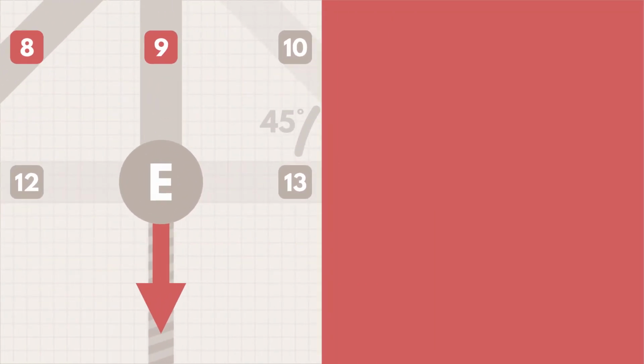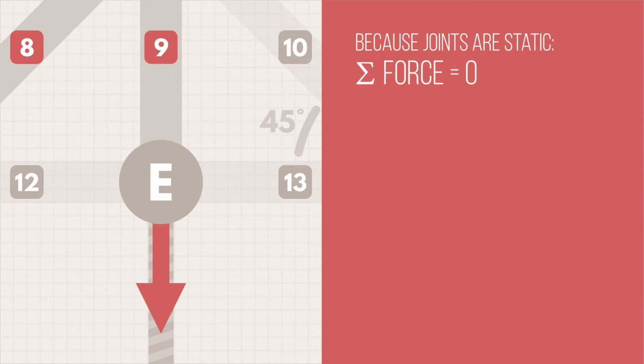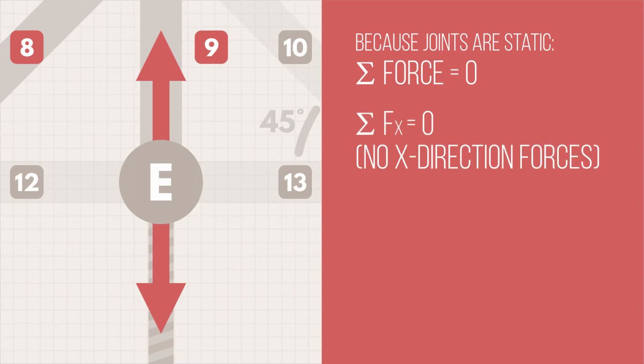We'll start with this one. Since truss joints are static, we know that the sum of the forces acting on the joint is zero. This means that the sums of the X and Y components are also zero. There are two forces acting on the joint, member 9 and the external force. Since both are vertical, no horizontal forces are involved. As for vertical forces, here's the equation.